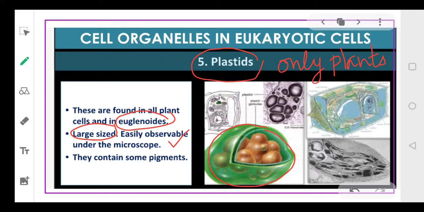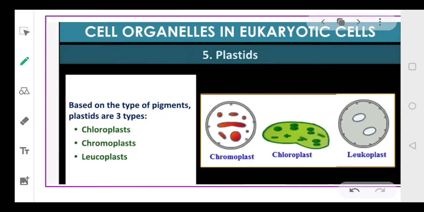And they contain specific pigments. Specific pigments are present inside them, and those specific pigments give them specific colors. So the color depends on the pigment present inside. Based on the type of pigment present inside these plastids, we can classify the plastids into three types. One is the chloroplast. As you can see here, can you tell me the color of the chloroplast? Yes, it's green. Very good.